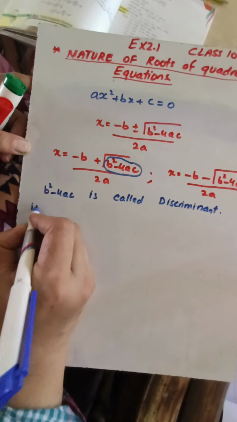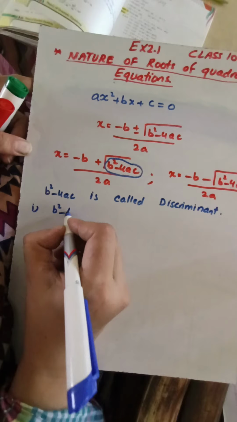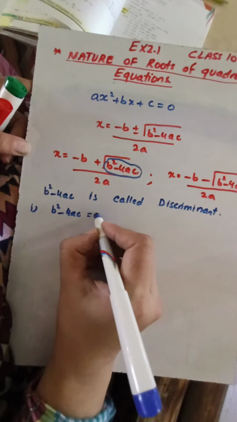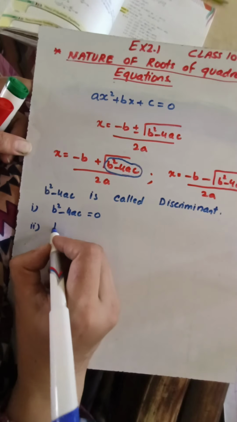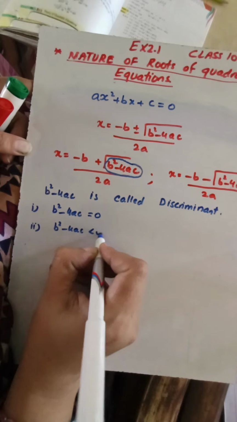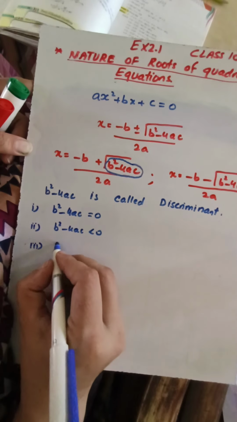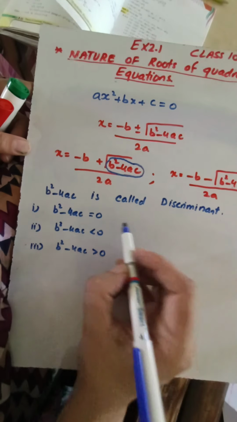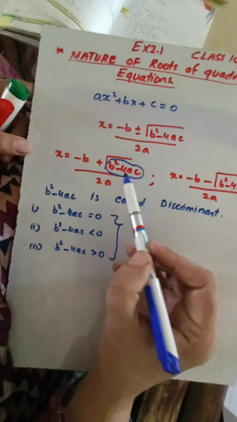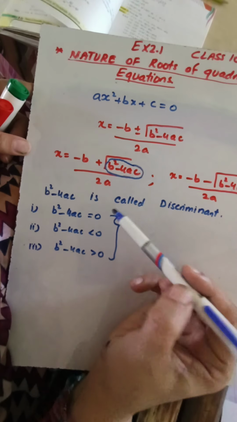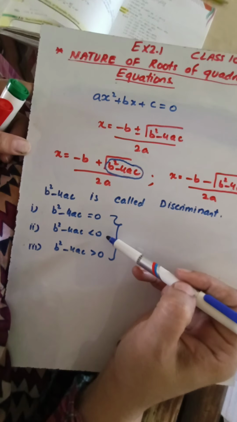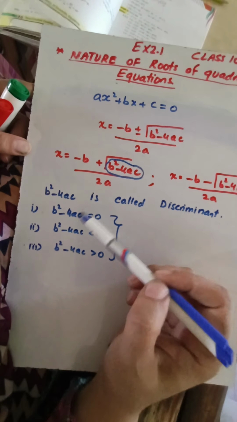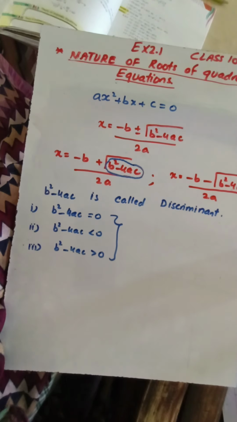Now for this b² - 4ac, there are three main possibilities. Either it is equal to 0, and if it is not equal to 0, then either it is less than 0, or the third possibility is that it is greater than 0. Okay, these are the main three possibilities that we can have for b² - 4ac. When we calculate this, we will either get 0, or we will get a negative number, or a positive number. These are the three main possibilities. Let us see what impact it has on the roots of the quadratic equation.